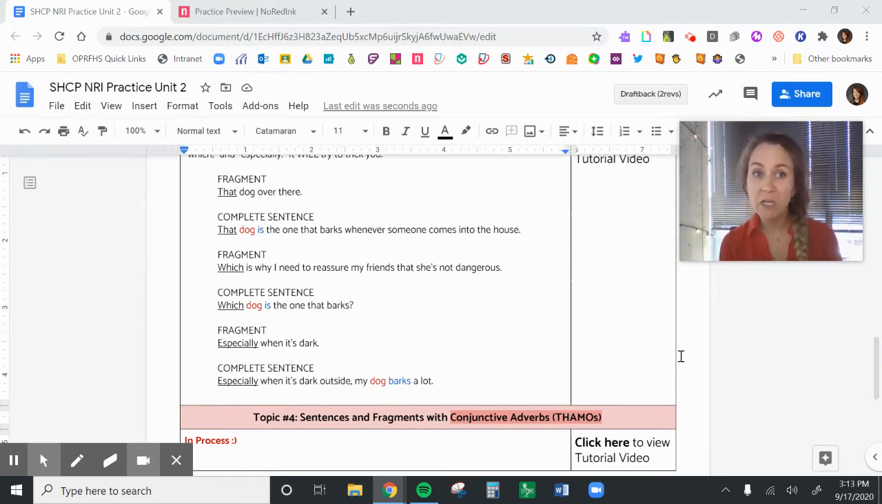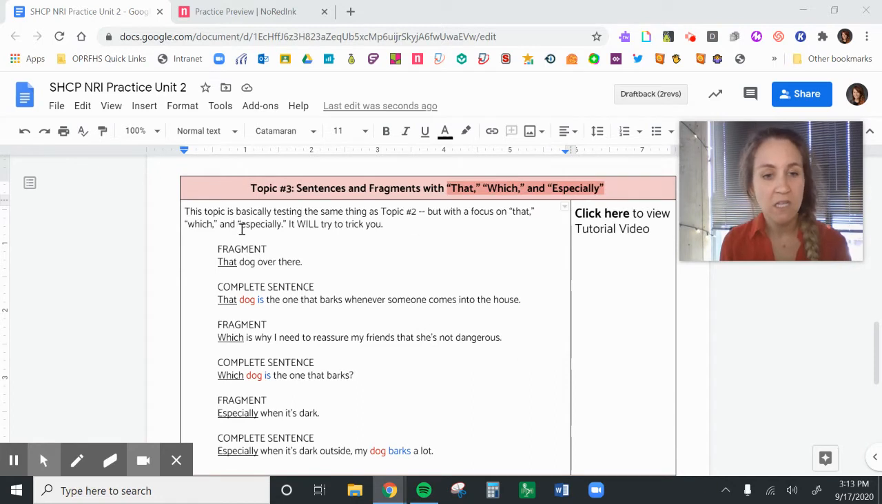So as a reminder, a full sentence has a subject and a verb, and also you don't need any other information. It's a full thought. A fragment might just have a subject, it might just have a verb, or it might have both, but not be a full thought. So here are some examples. That dog over there. We don't know anything about what dog, why, what about it, right? So that's a fragment. Even if dog here is a subject, we don't have a verb.